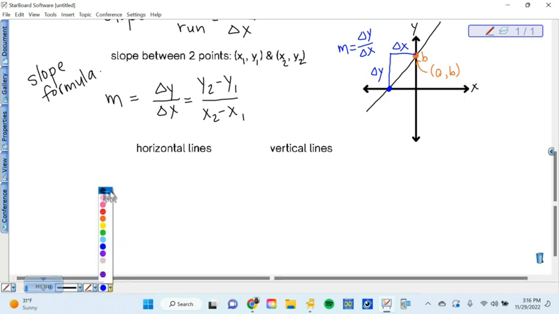So let's draw our little slope friend. Positive lines, right? Rise from left to right. Negative lines fall from left to right. And then what kind of line is this?